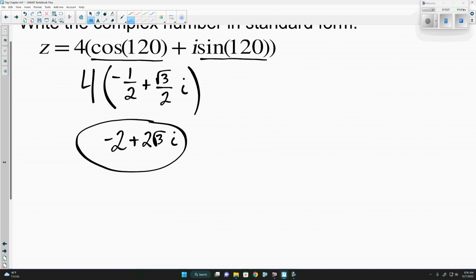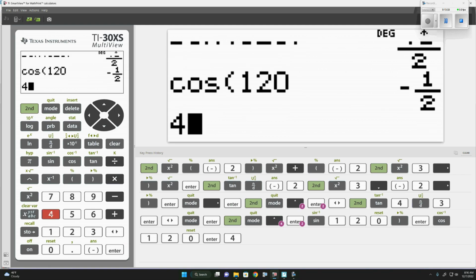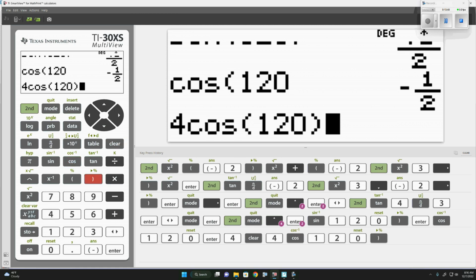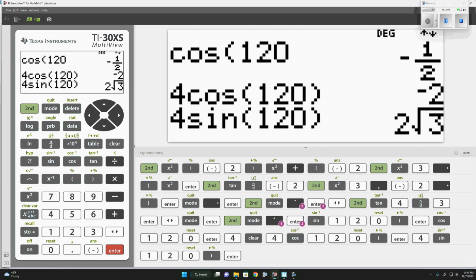And that's it. Now you can see why I'm confused, why I thought it was hard to begin with. Or really what I could have done is said 4, well, I couldn't do it in this one. We could have said 4 cosine of 120 degrees, 4 sine of 120 degrees. There's our two answers. Put them together.